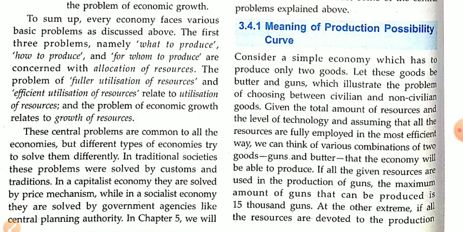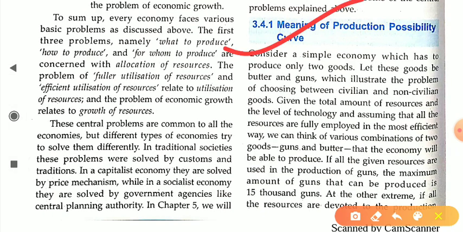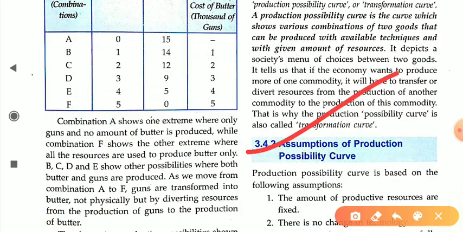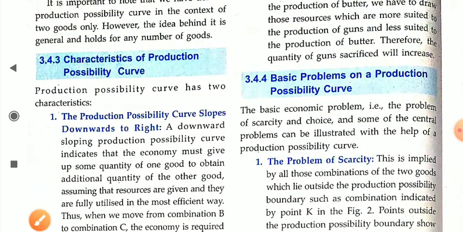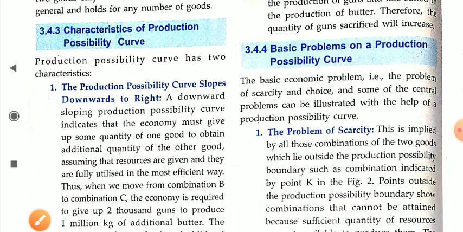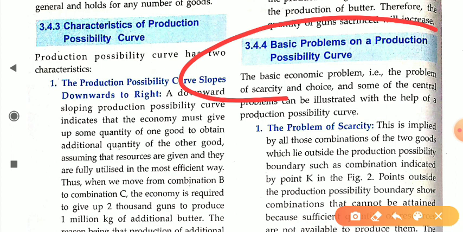We are going through our third chapter, basic problem of an economy. In this chapter, we discuss many points like central problem, problem of an economy, problem of choice, scarcity. In our previous session, we discussed the meaning of production possibility curve, its assumptions, and its characteristics. Today's topic is basic problems on a production possibility curve.